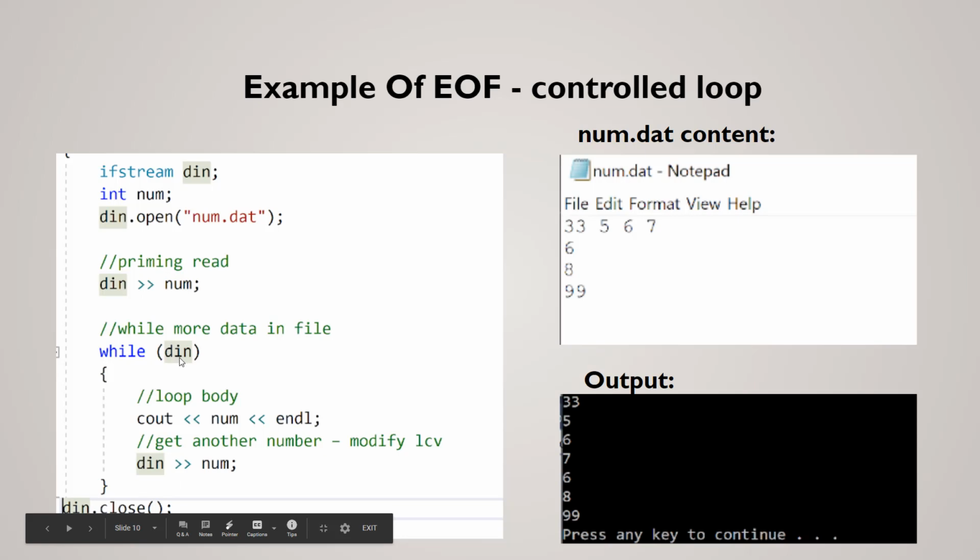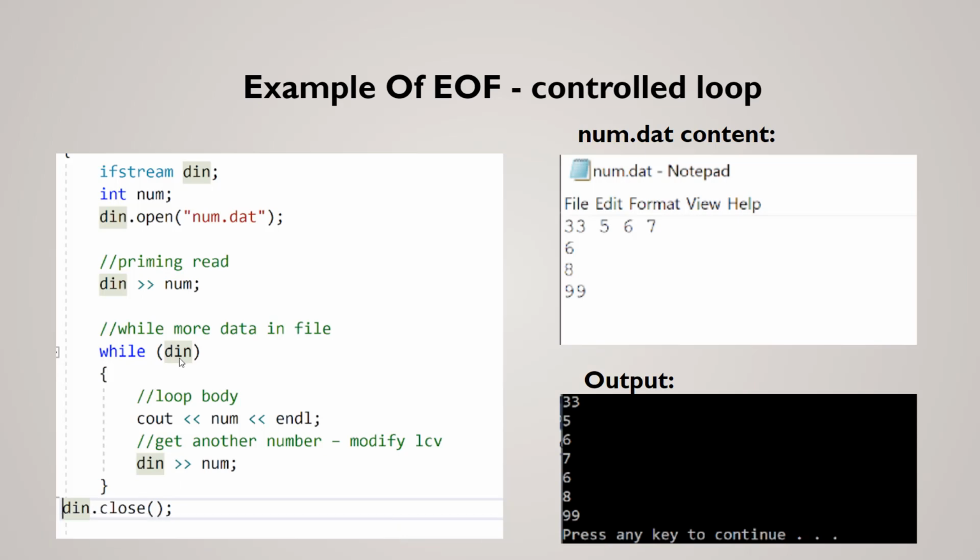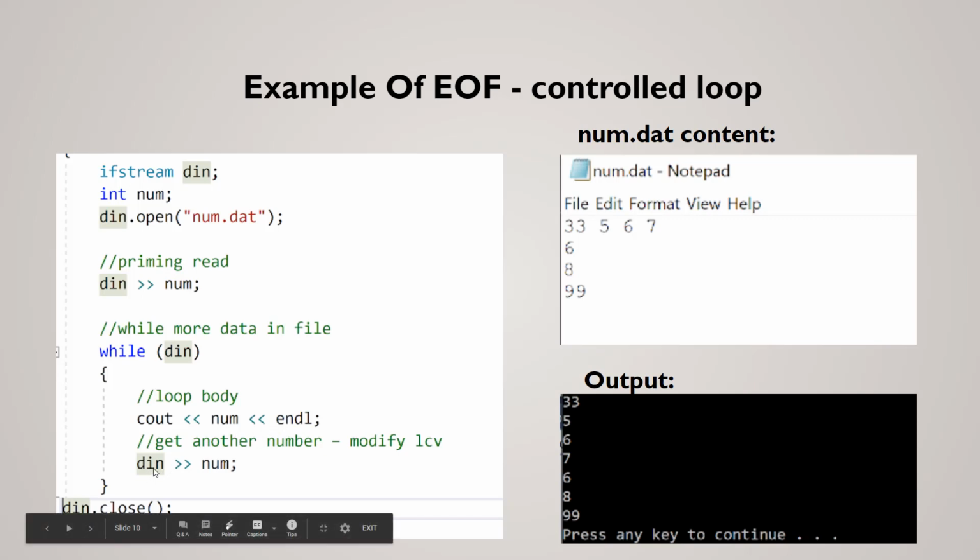While din, well, it's true. It's true because we didn't read it. Because we did read something. So we read 99 from the file. So we enter the loop and we execute the loop body. So we cout 99 and an end line, and then we extract the next number.